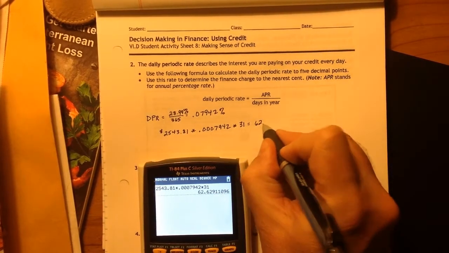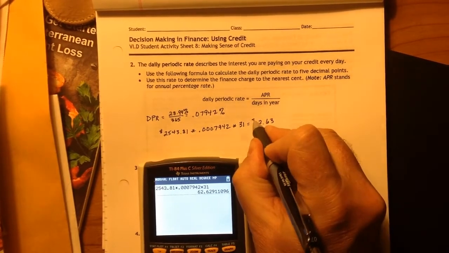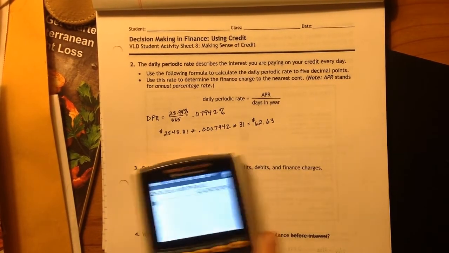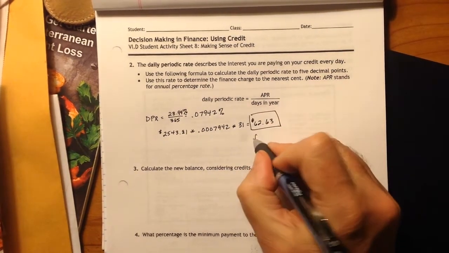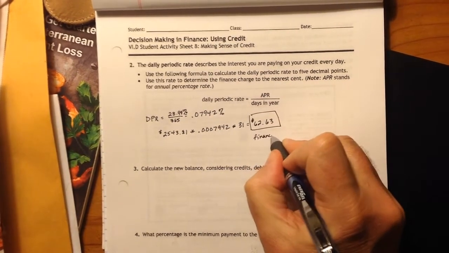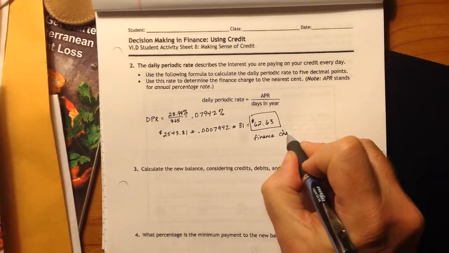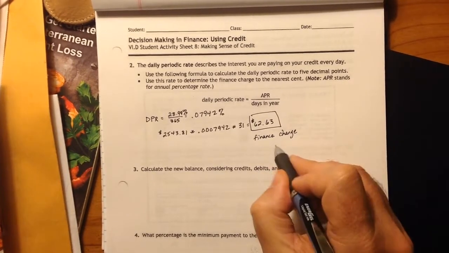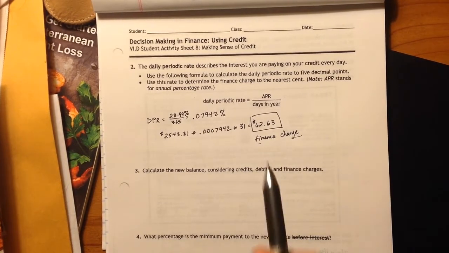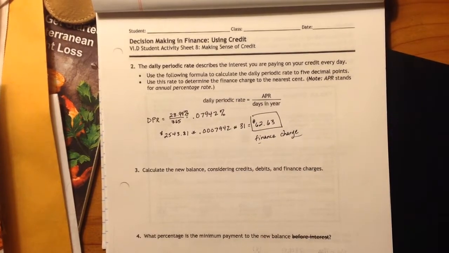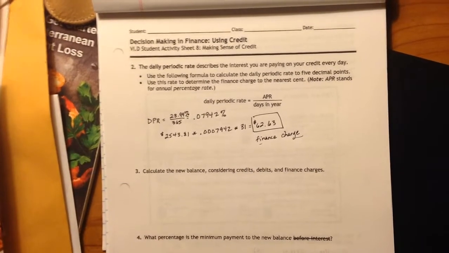62.629 is going to round up to $62.63. So that's the finance charge. That's how much you are paying, or somebody's paying, to the credit card company just to be able to use their card and carry that balance that you owe them. That does not come off your balance at all. That is money you're paying them for the convenience of the credit card. Okay?